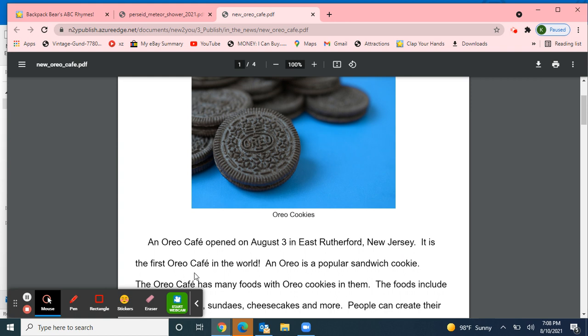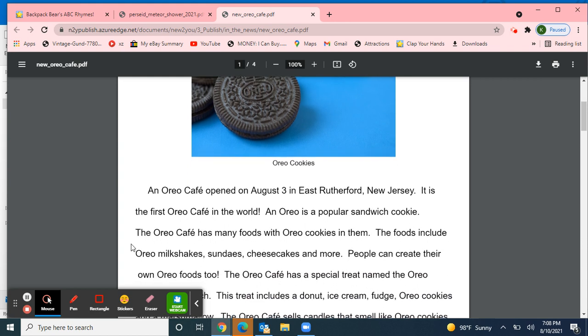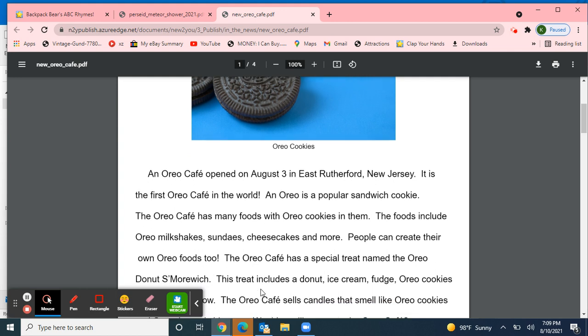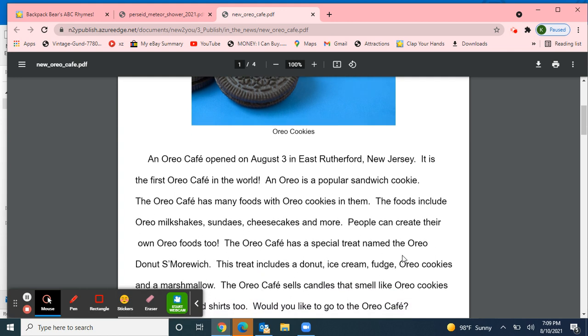It is the first Oreo Cafe in the world. An Oreo is a popular sandwich cookie. The Oreo Cafe has many foods with Oreo cookies in them. The foods include Oreo milkshakes, sundaes, cheesecakes, and more. People can create their own Oreo foods, too. The Oreo Cafe has a special treat named the Oreo Donut S'morich.